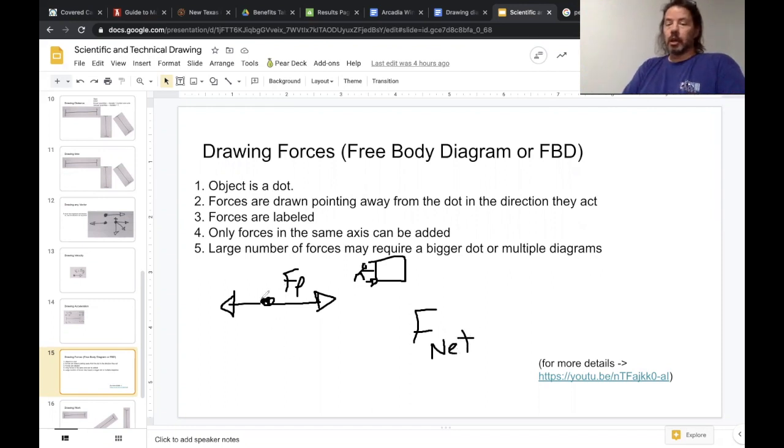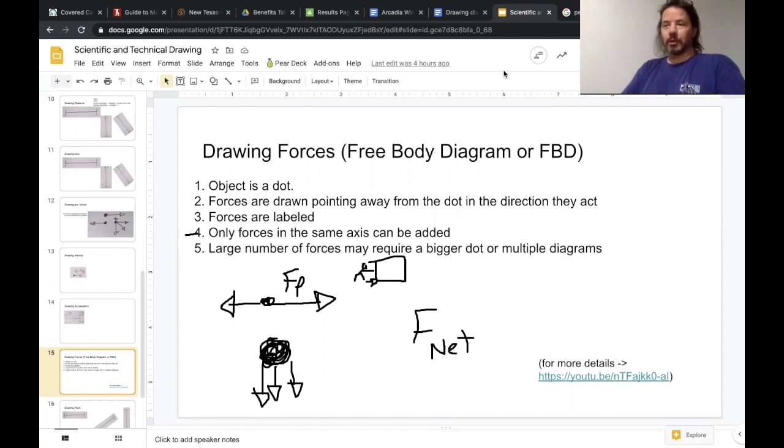Now, if we have a bunch of forces, you may actually have to just make a bigger dot, because you might have a force going here and a force going here and a force going here. Okay. And the last thing I almost forgot is forces in the up and down direction can only be added to forces in the up and down direction. Forces in the left and right direction can only be added to forces in the left and right direction.